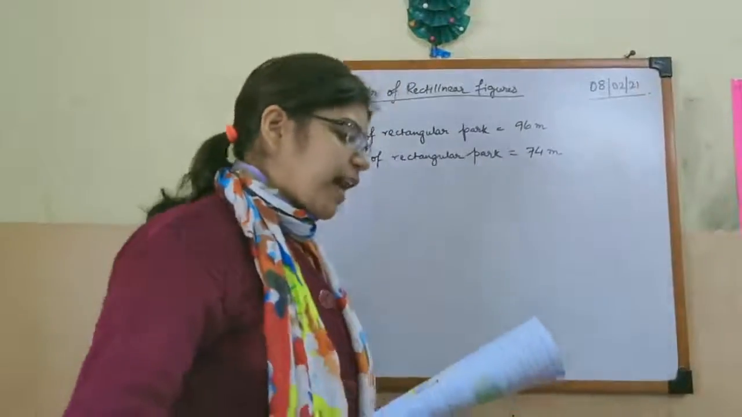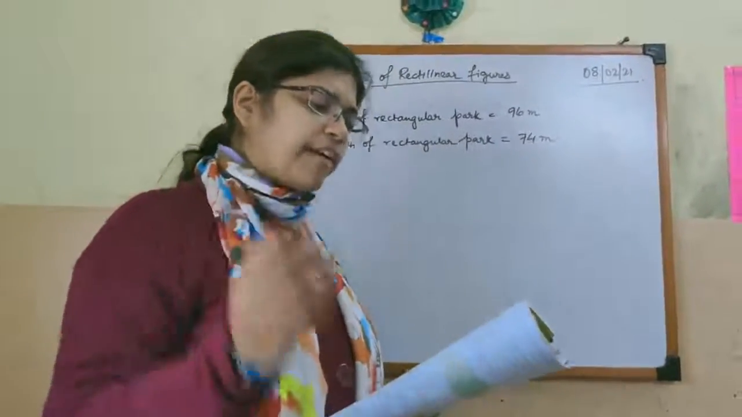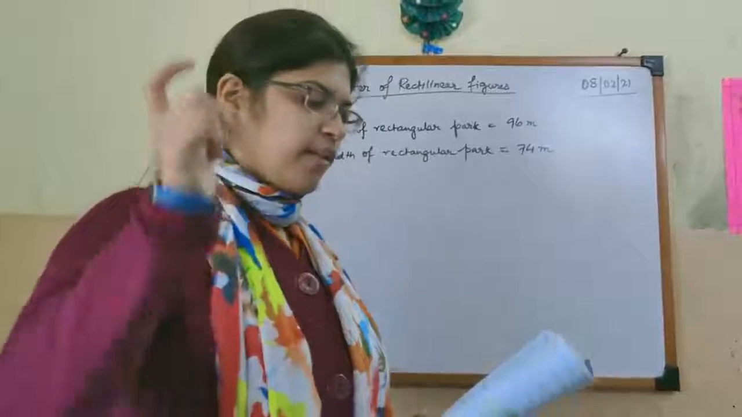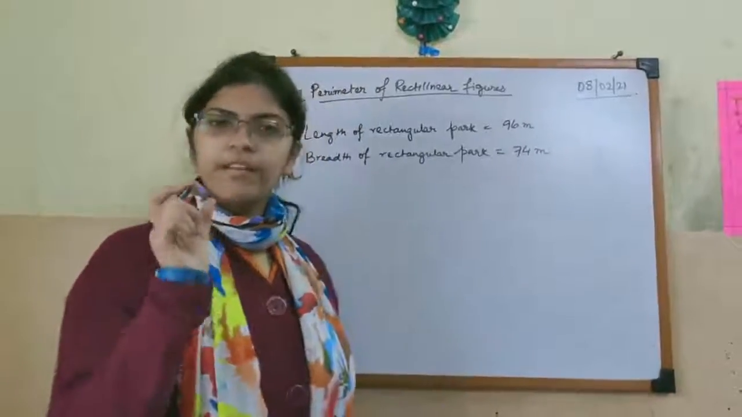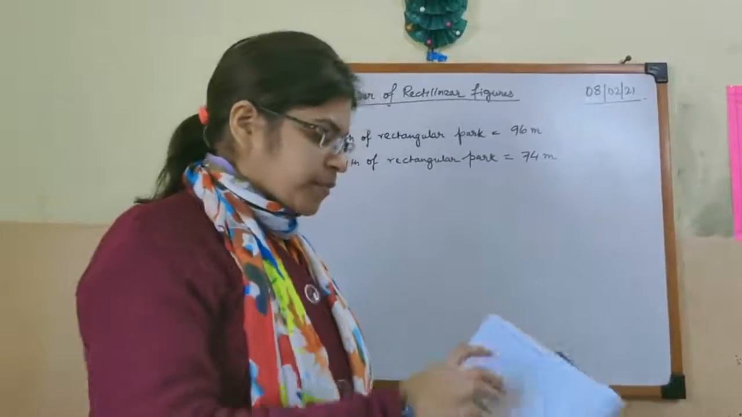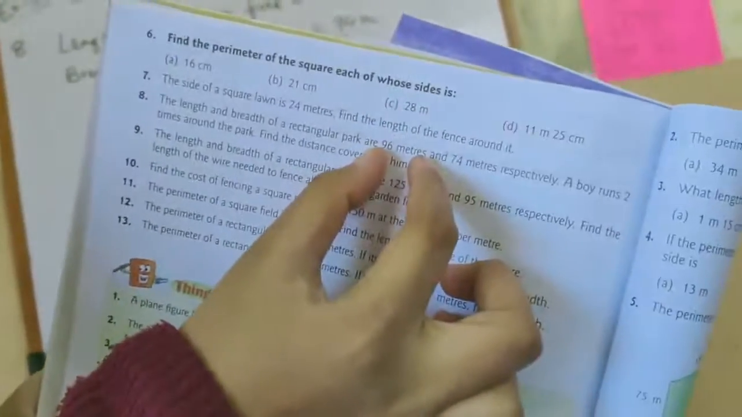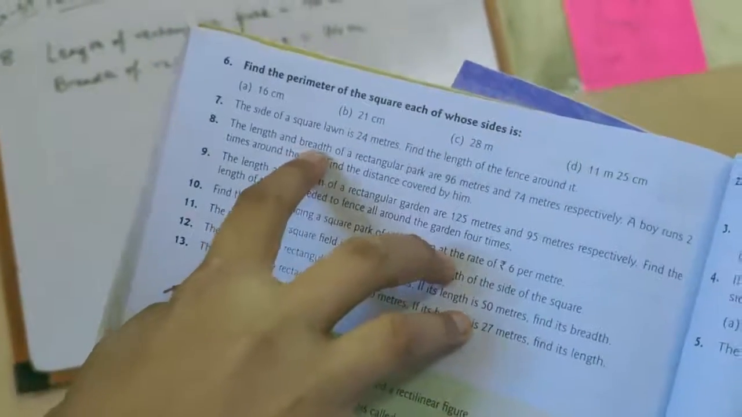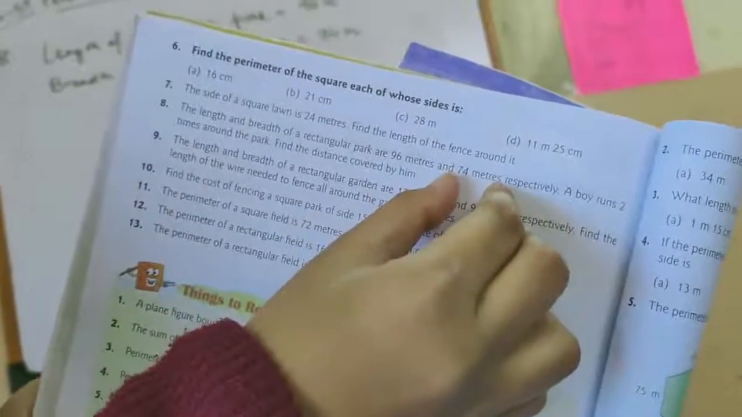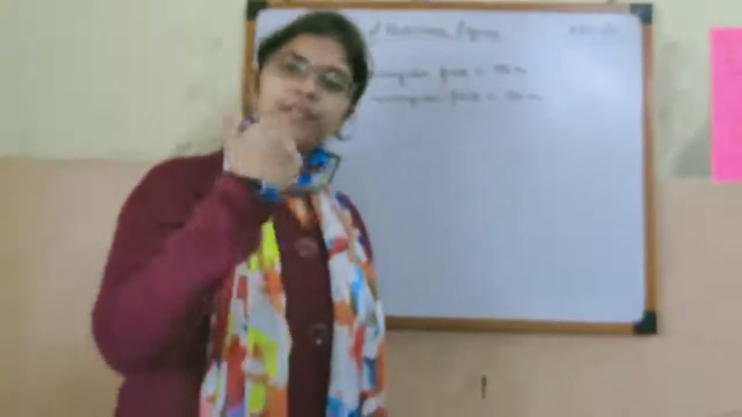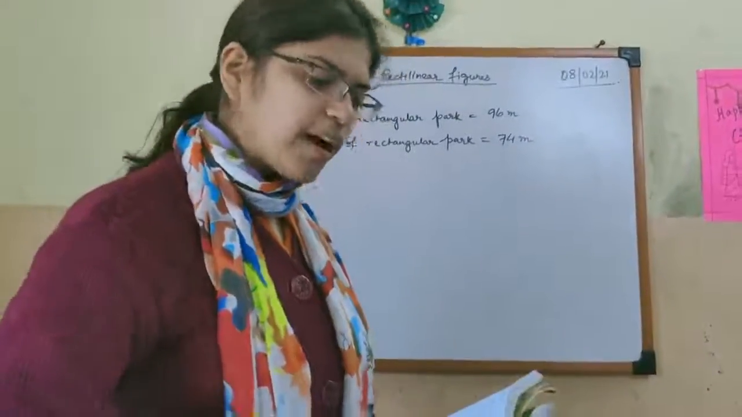It says that 96 meters and 74 meters respectively. So whenever the term respectively is given, it means that the length is the first thing given. So length will be equal to the first number, that is 96. Then next we have breadth. So breadth will be equal to the next one, that is 74. Respectively means the first data will be the length and the second value will be the breadth.